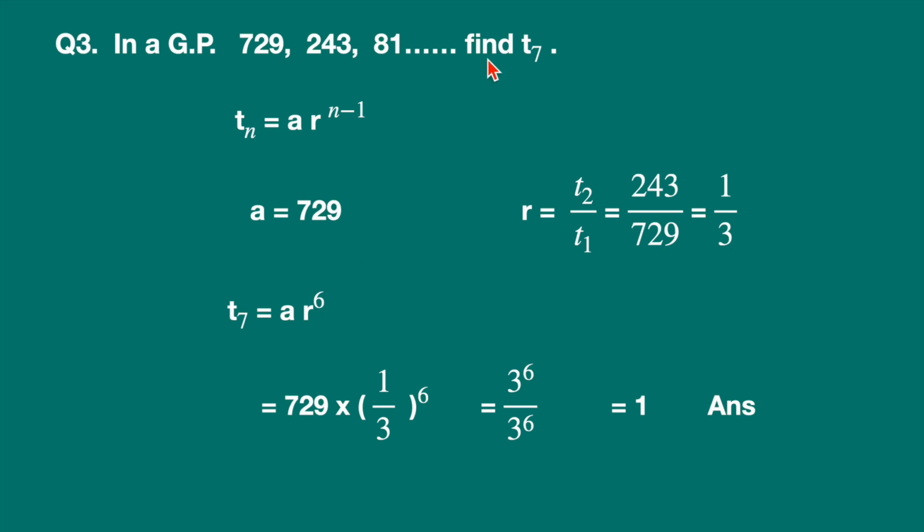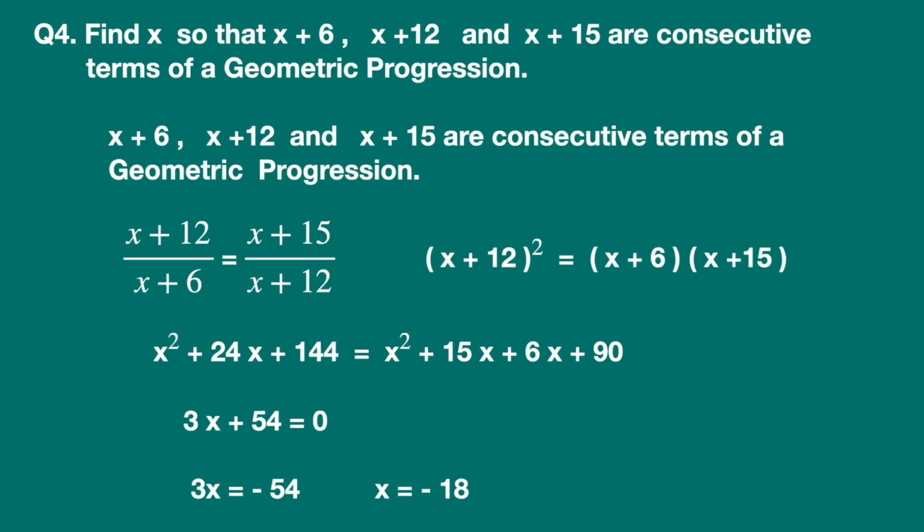Now let us write down. We want to find T7. So put n is equal to 7 here. So T7 is equal to A into R raised to 7 minus 1. That is 6. So T7 is equal to A into R raised to 6. Okay, now you know A, 729 multiplied by R, 1 upon 3 raised to 6. Factorize 729, you will get 3 raised to 6. Divide by 3 raised to 6. It will cancel. This is equal to 1.